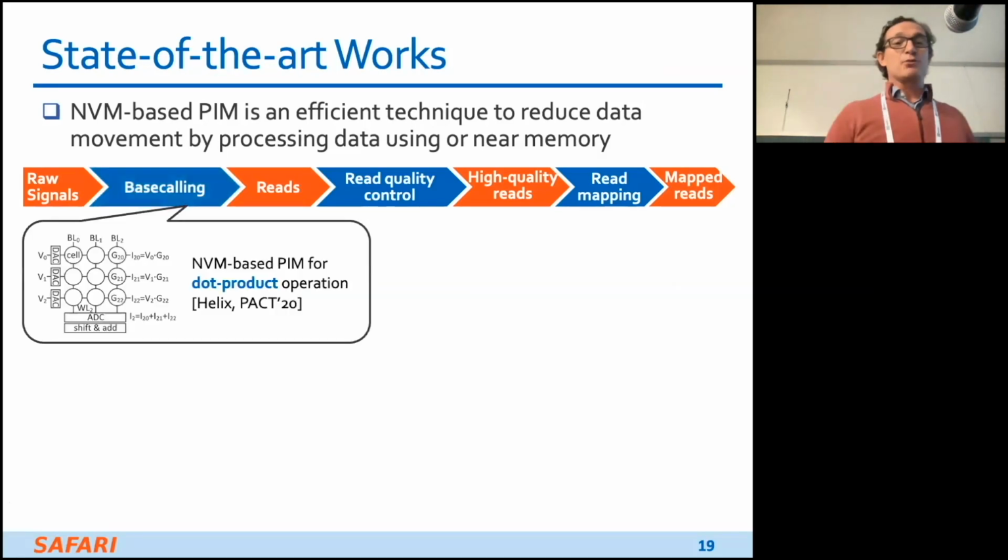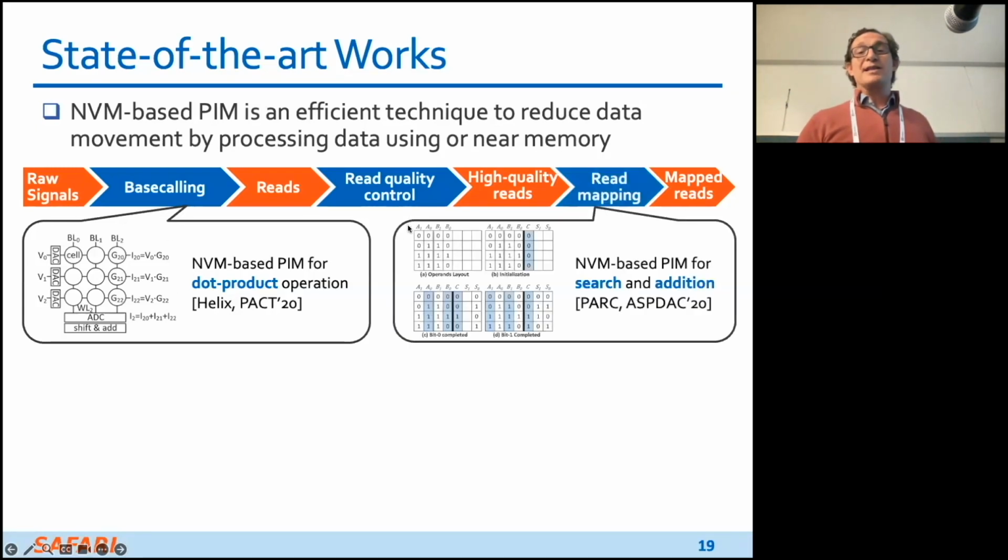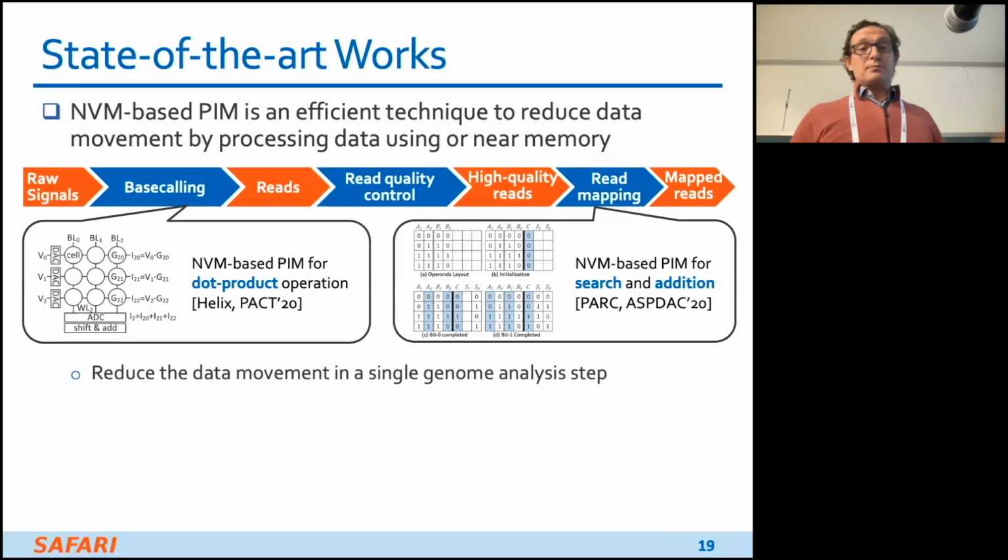For example, there's this work that does dot product operations in RRAM type of structures, which I think is fascinating, to do base calling acceleration. And then there's another work that does search and addition to do the read mapping, again, in RRAM type of structures. So they reduce the data movement in a single genome analysis step. Processing in memory enables that.